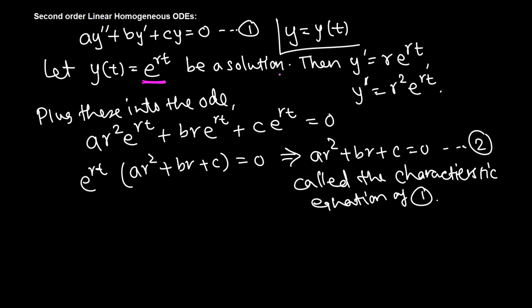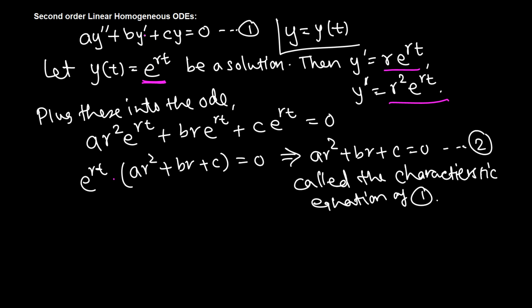Now plug these back here. So a y double prime is here, plus b y prime is here, plus c y equals 0. From these three terms, we can factor the exponential function out, and that leaves ar squared plus br plus c equals 0. So we got a product of two things equal to 0. That means at least one of them should be 0. This exponential factor is never 0. That means this is 0.